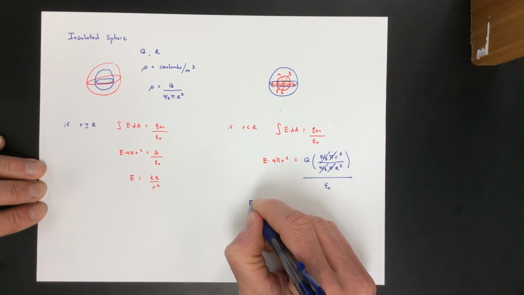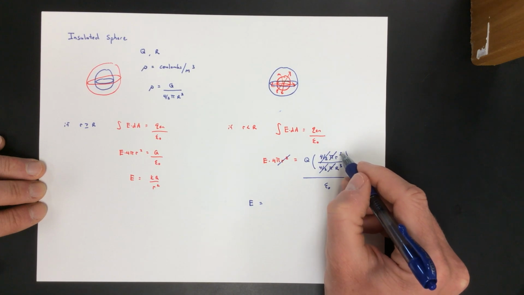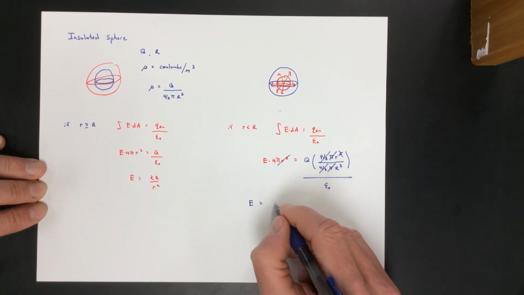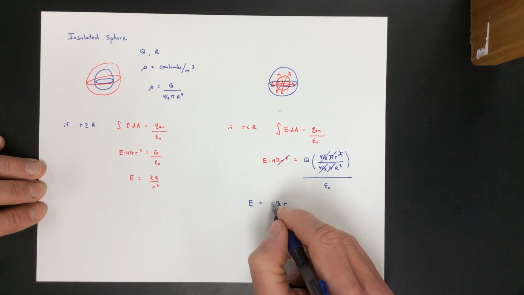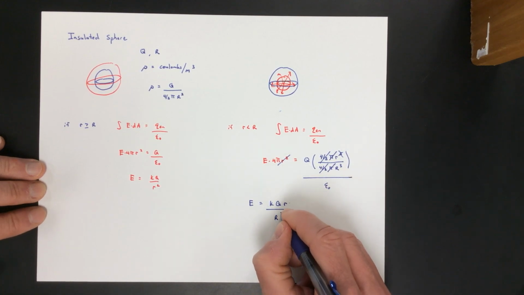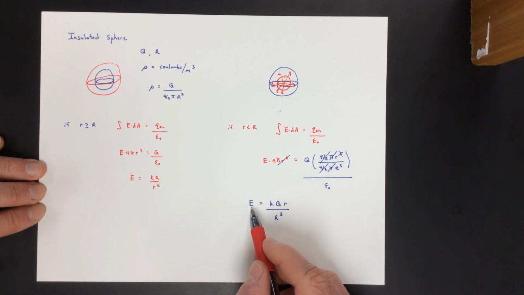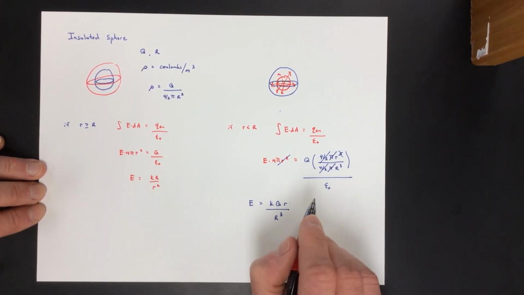This is E then equals, oh, sorry. That's an r squared, and that's an r cubed, so we'll get rid of that. And so you're left with Q r, 4 pi epsilon naught becomes K, and then you're left with that R cubed. And what you can show here then is that the electric field grows like r, meaning it linearly grows.